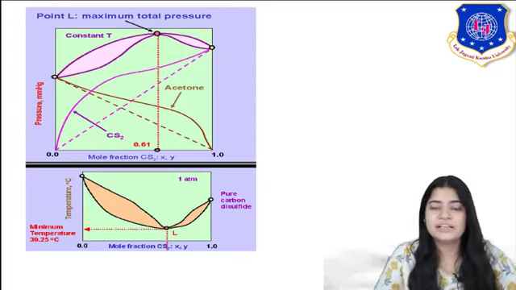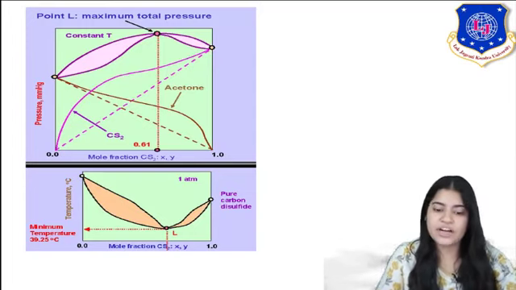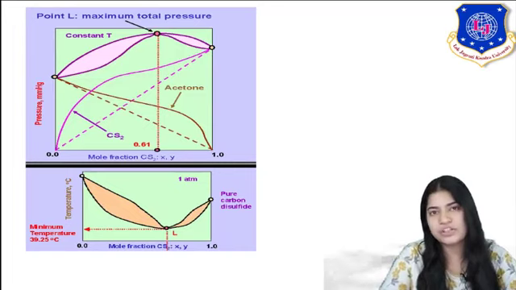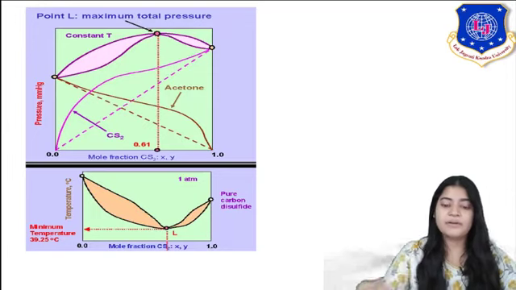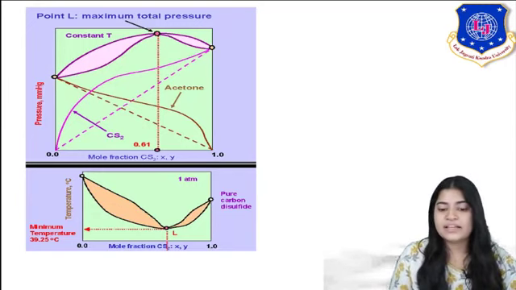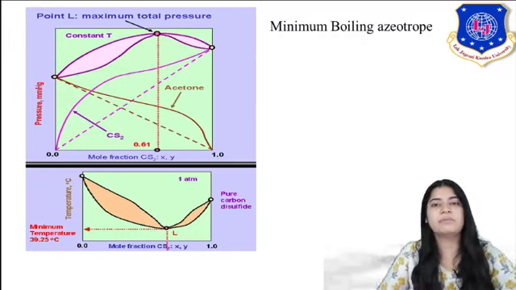So you can see this positive deviation azeotrope exhibits maximum total pressure. Correspondingly, because it is exhibiting maximum vapor pressure, the boiling point would be minimum. So for a maxima condition in the PXY diagram, I am having a minima in the TXY diagram. Below the pressure versus XY diagram, there is the temperature versus XY diagram, the TXY diagram. At point L, total pressure was maximum, hence in the TXY diagram you have minimum temperature. This is your minimum boiling azeotrope.